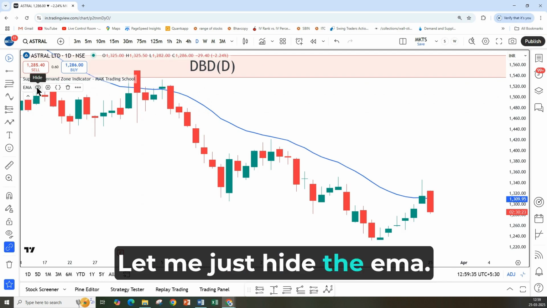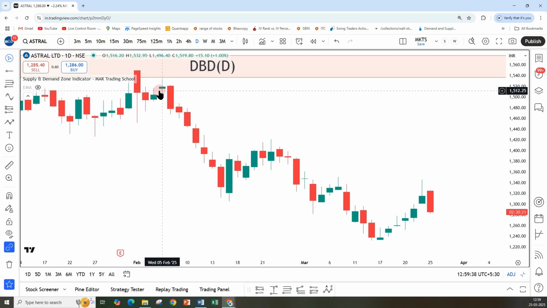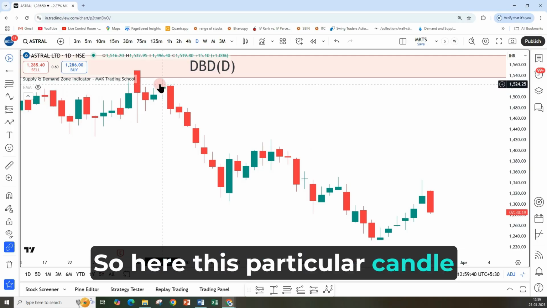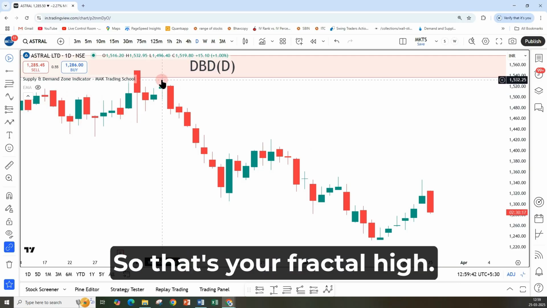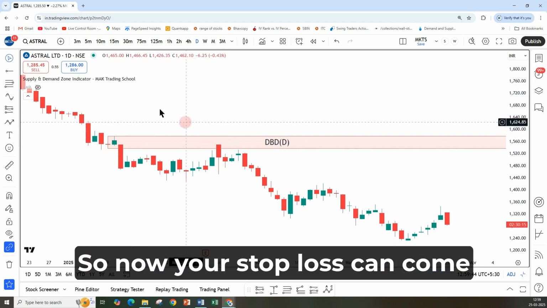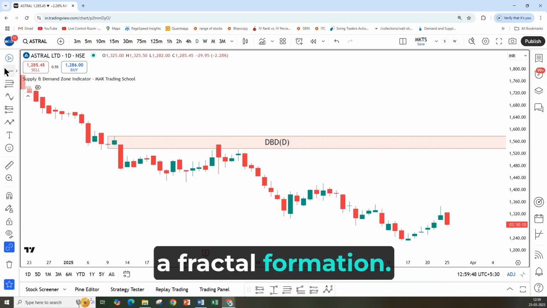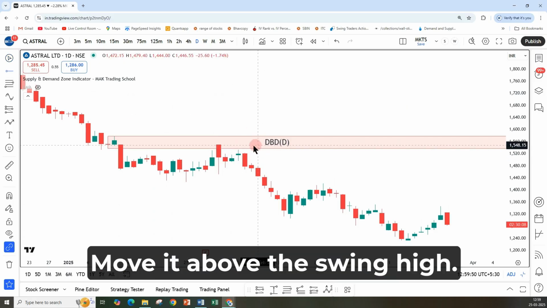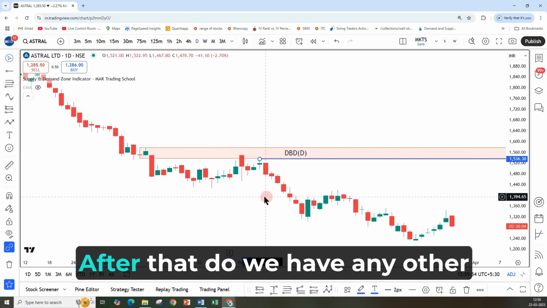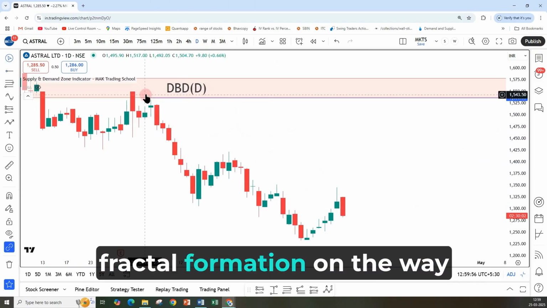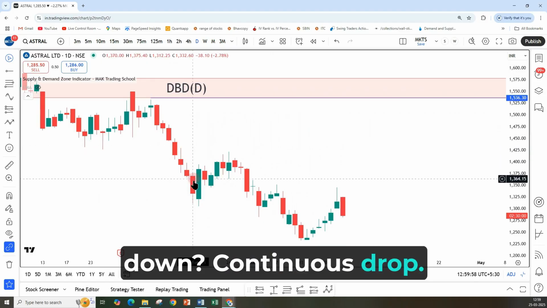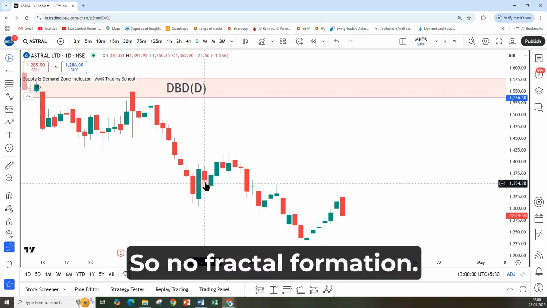Let me just hide the EMA. So here this particular candle high is the highest high. So that's your fractal high. So now after entry, you got a fractal formation, move your stop loss above the swing high. After that, do we have any other fractal formation on the way down? Continuous drop, so no fractal formation.